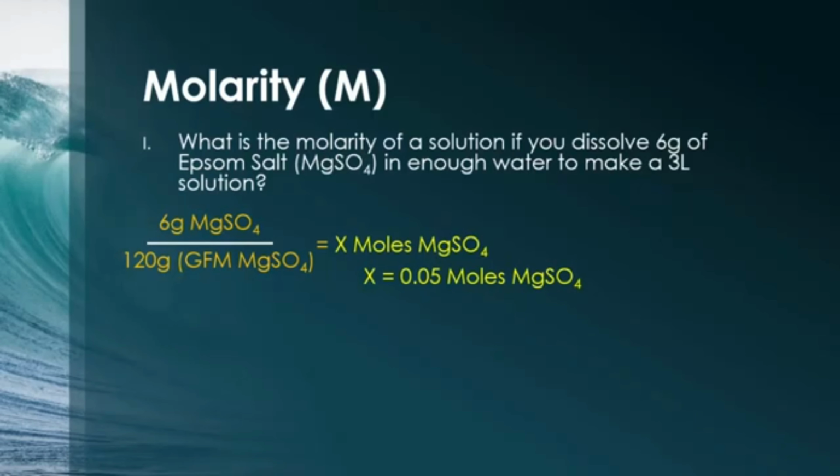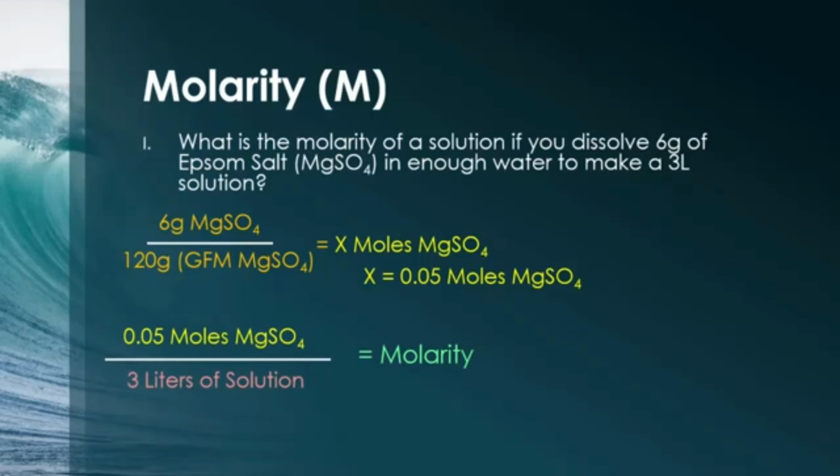Now that we have the moles of magnesium sulfate, we're going to take that value and substitute into the molarity equation from reference table T. So here is the substitution, and we'll use our scientific non-graphing calculator to calculate the molarity as 0.016 molar. Molarity always has a unit of capital M, and its unit is always read as molar.